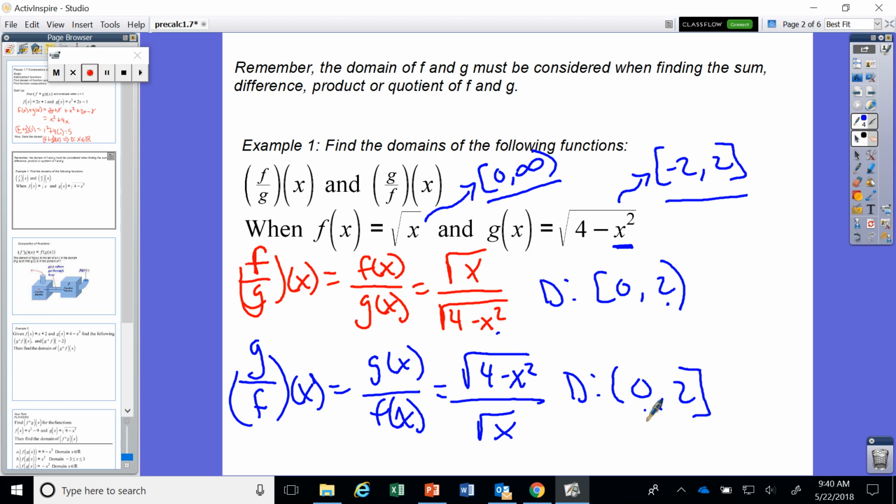All right, ladies and gentlemen, that's going to wrap up our talk about combinations using adding, subtracting, multiplying, and dividing. Now we looked at some examples of adding and dividing, but the same thing holds true for all of our different operations. In the next video, we're going to start diving into compositions of functions, and we're on to the next one.